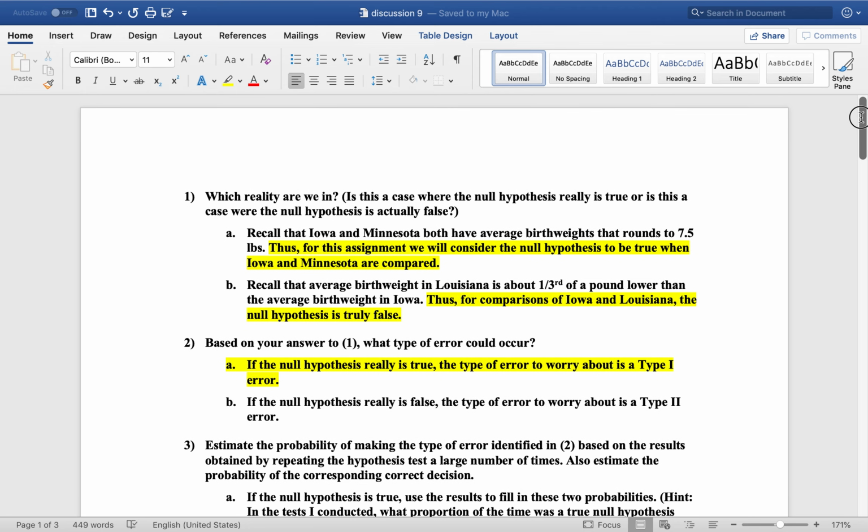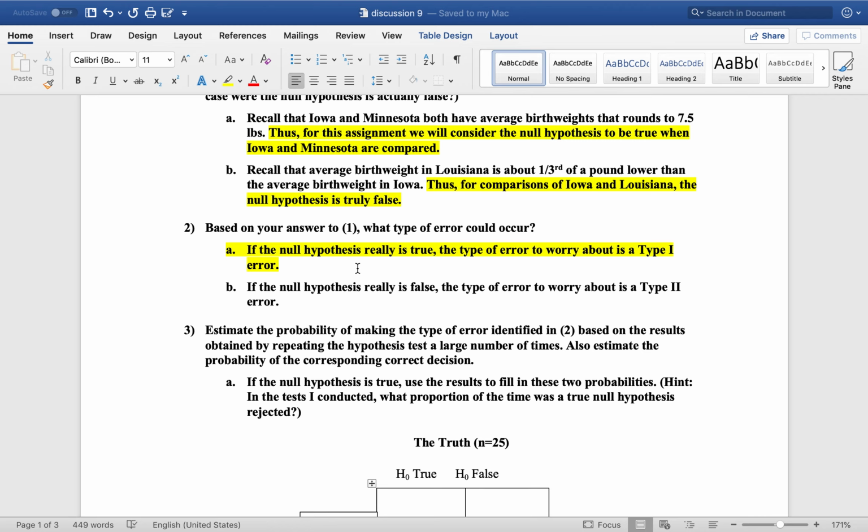When we were comparing Iowa and Minnesota, I think that was 2 discussion posts ago, we found that they both had an average birth weight around 7.5 pounds. Because of this, we can consider that the null hypothesis is true when comparing Iowa and Minnesota. And when we compared Louisiana and Iowa, it was about a third of a pound lower than the average birth weight in Iowa. So for this reason, we can consider that null hypothesis as truly false.